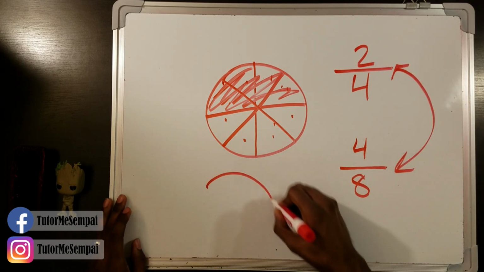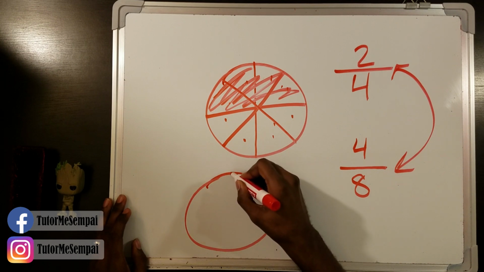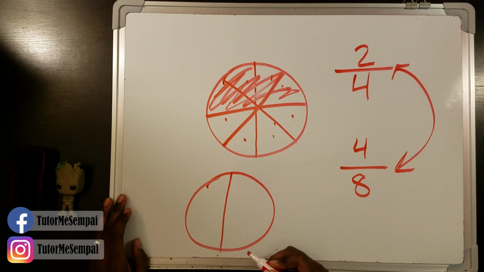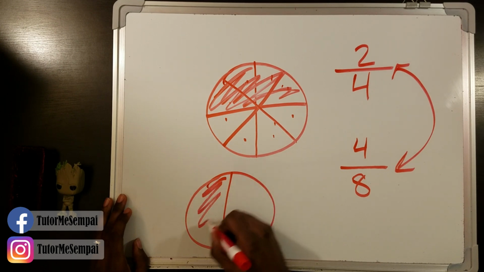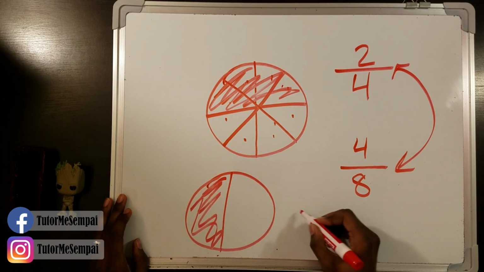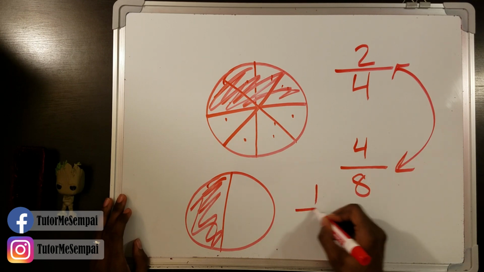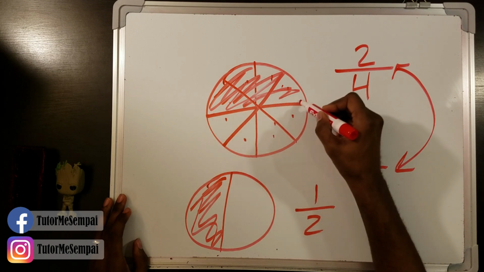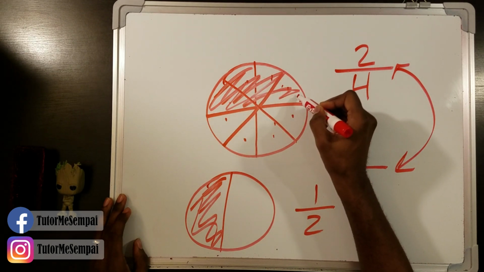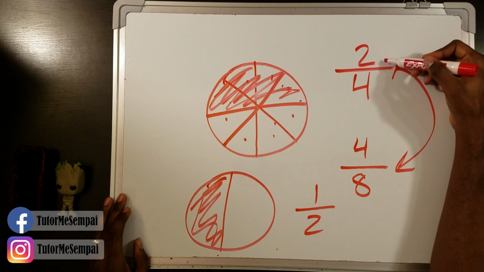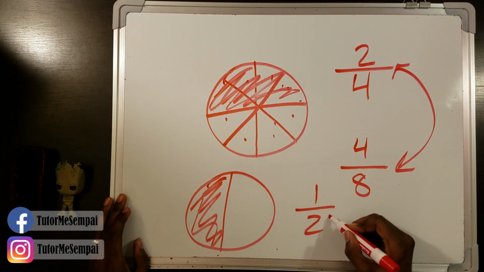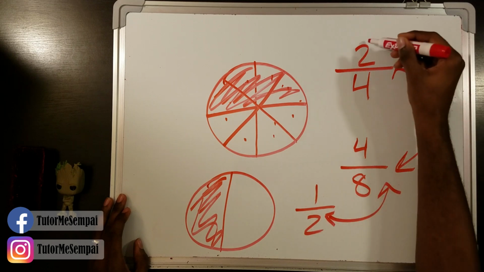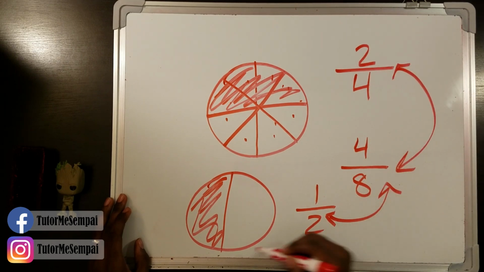Let's say I had another pizza, and instead of having 4 slices, I just cut it down the middle, and I wanted to eat half of it. Well, this would be 1 slice eaten out of the total 2. Well, if you notice, this is half of this pizza, right? And we said that's equivalent to this, and this is half of this pizza. So that means this is equivalent to these as well. 1/2, 2 over 4, 4 over 8. All of these are equivalent.